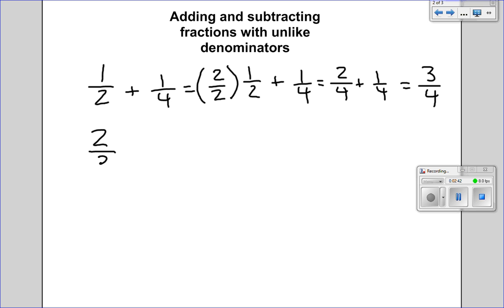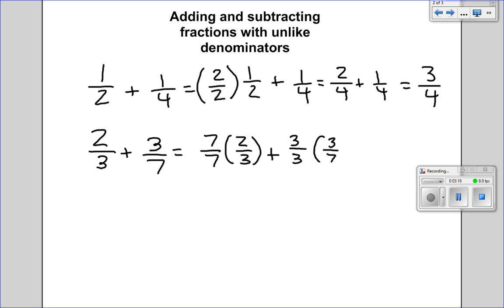Let's try 2/3 plus 3 over 7. Now 3 doesn't really go into 7, so I'm going to have to change both of these numbers. 3 and 7, the smallest number they both go into evenly is 21. So what do I have to multiply 3 by to get it to be 21? Well, 3 times 7. So I need to do 7 over 7 times 2/3 plus, and what do I need to multiply 7 by to get it to be 21? Well, 7 times 3. So 3 over 3 times 3 over 7.